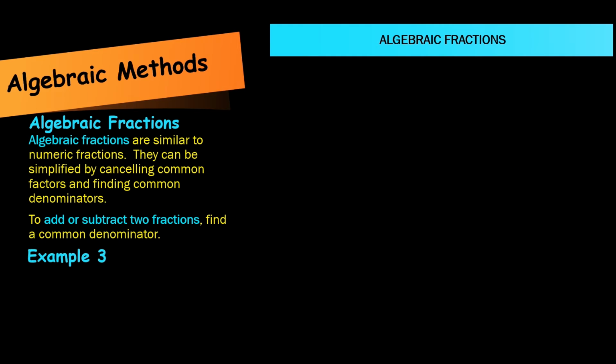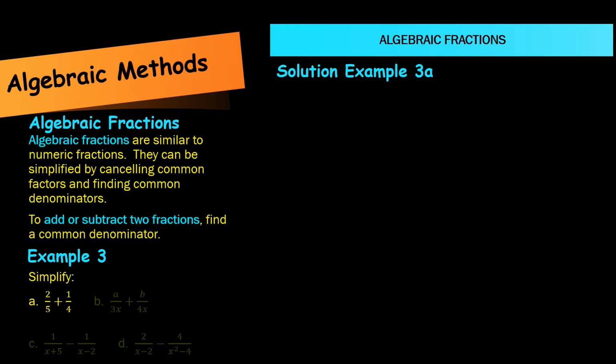And now for example 3. Simplify the expressions shown on your screen. We begin with part A. So in order to add two fractions, we need to make sure that each fraction has a common denominator. So let's do that with our fractions.